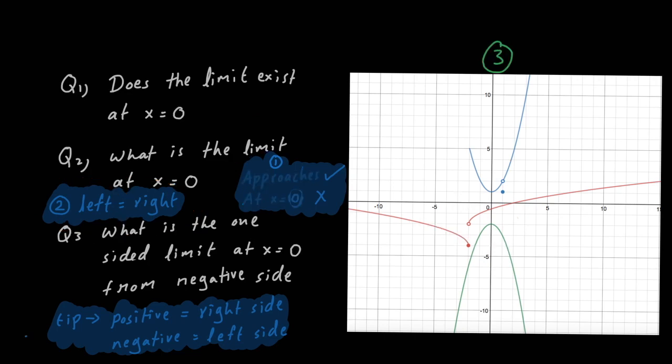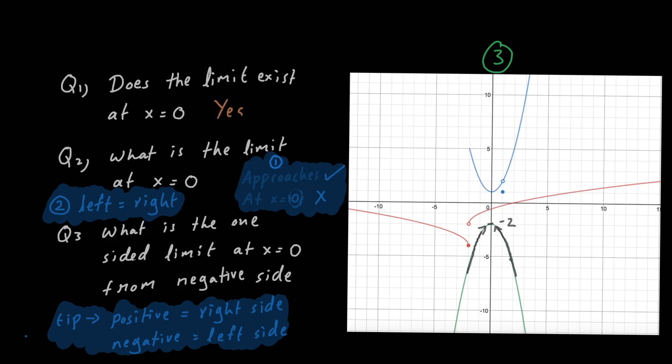The green graph can be your third possible question. So question 1. Does the limit exist at x is equal to 0? We can see that if we approach from the negative side, as we approach 0, we are approaching negative 2. And if we approach from the positive side, we are approaching negative 2 as well. Hence, does the limit exist?